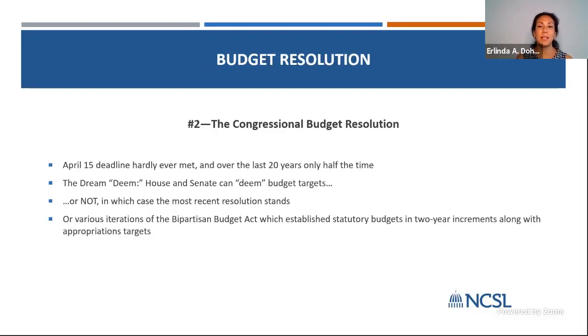Hardly ever met, as you can see, and if there isn't a budget resolution that's actually passed, Congress has the ability to deem, which is sort of an informal resolution, if you will, that will set the overall standards or spending measures, plans for Congress. And basically, the Bipartisan Budget Act, which had established statutory budgets in 2-year increments, more or less took the place of a budget resolution.